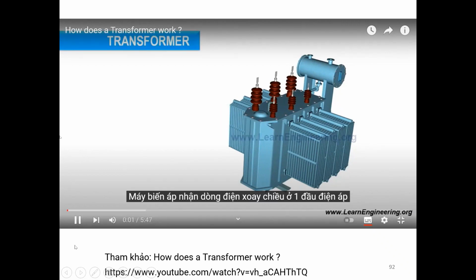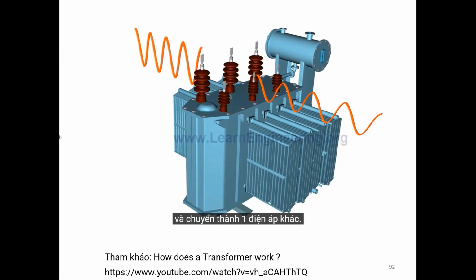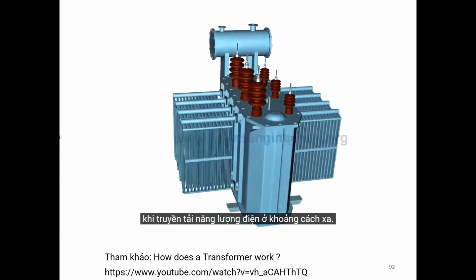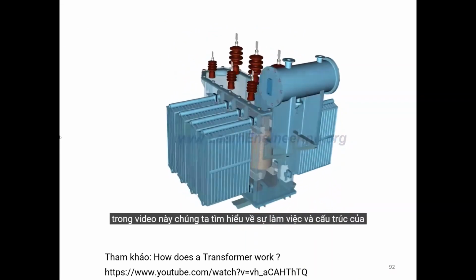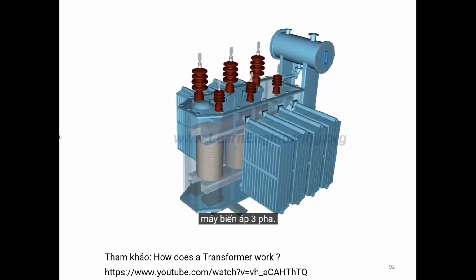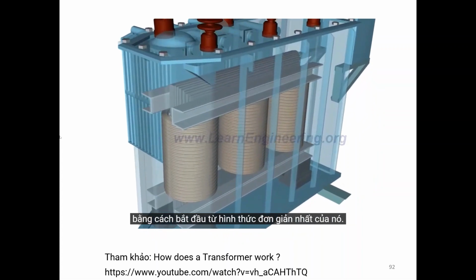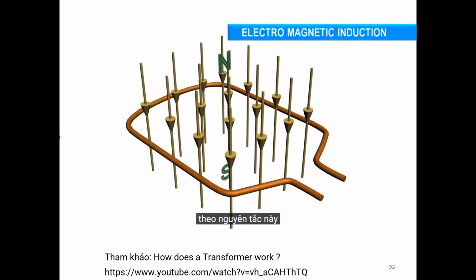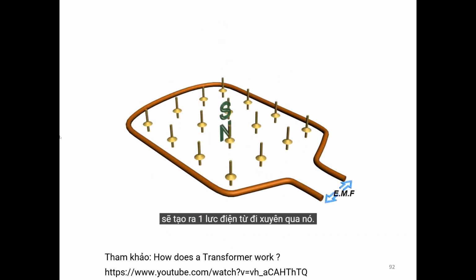Transformers are capable of receiving AC power at one voltage and delivering it at another voltage. In this way, they help achieve better transmission efficiency while transferring the power over longer distances. In this video, we will go through the working and construction of a three-phase transformer by starting from its simplest form. The basic working principle of a transformer is simple: electromagnetic induction. According to this principle, a varying magnetic flux associated with a loop will induce an electromotive force across it.